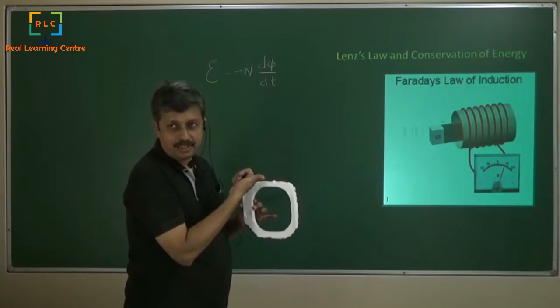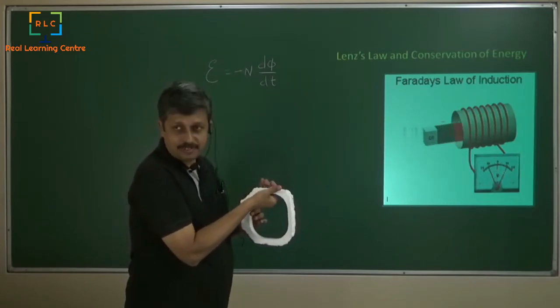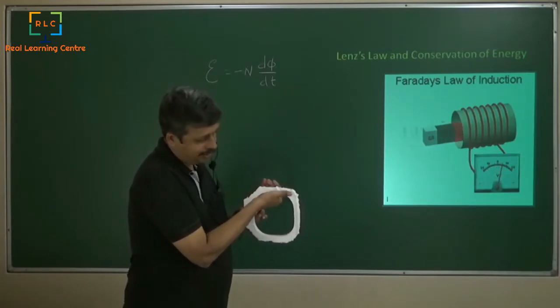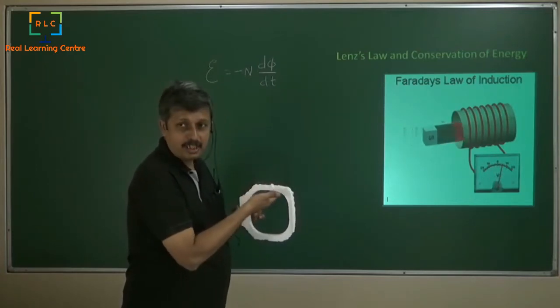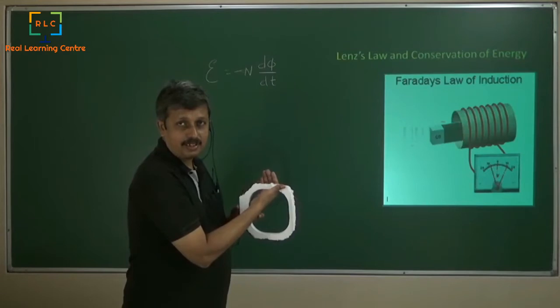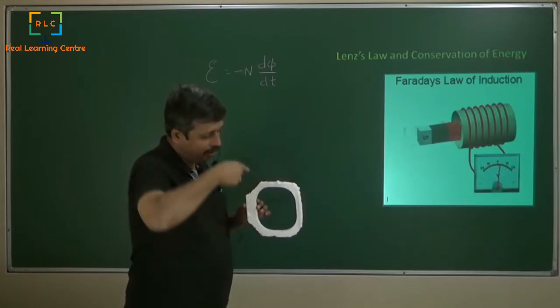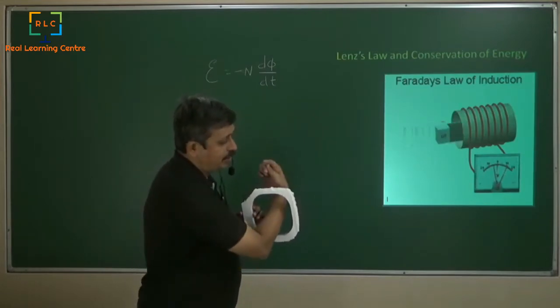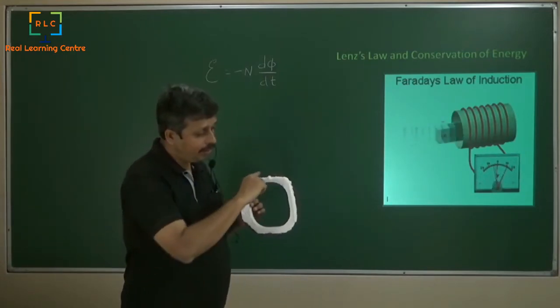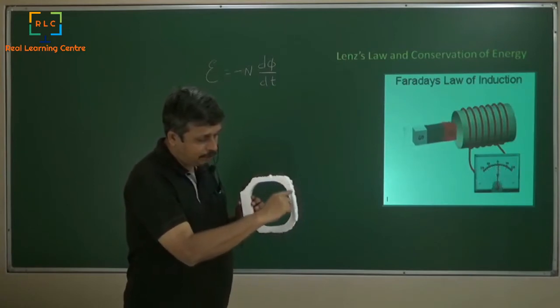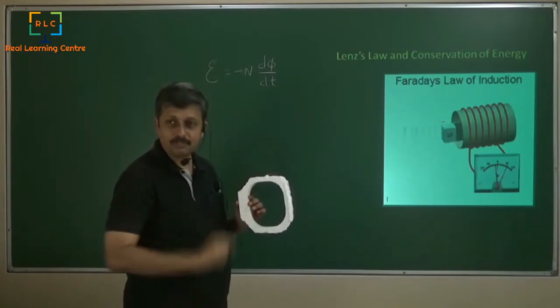I'll use my thumb here, and I keep it like this. My thumb is showing the direction of the current. These fingers are showing the direction of the magnetic field. That means the magnetic field is going inside here and coming out here like this. Correct? Now, current flows like this, and in this portion, current is going down.